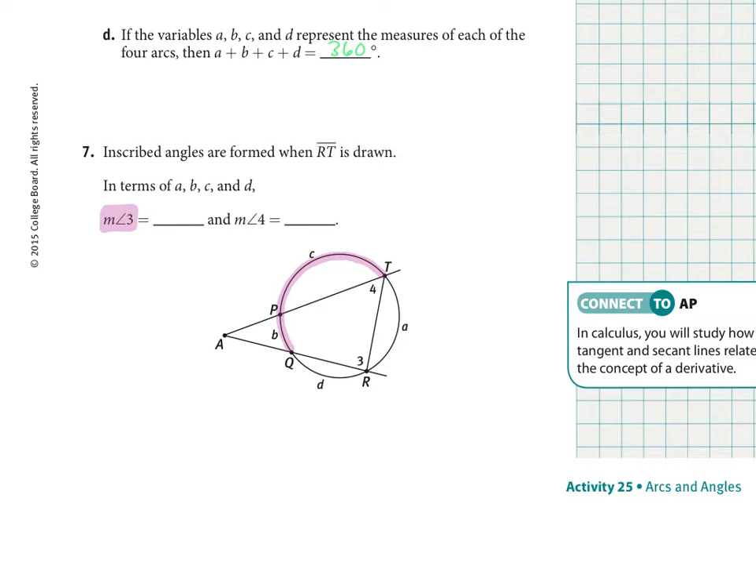Now, we want to see, using our pieces of information, how that would yield. Well, remember, with our inscribed angles, it's going to be half of our arc measure. So if we added the arc pieces together of B plus C and divided that by 2, we would get the measure of angle 3. So we can fill in the blank: B plus C divided by 2.